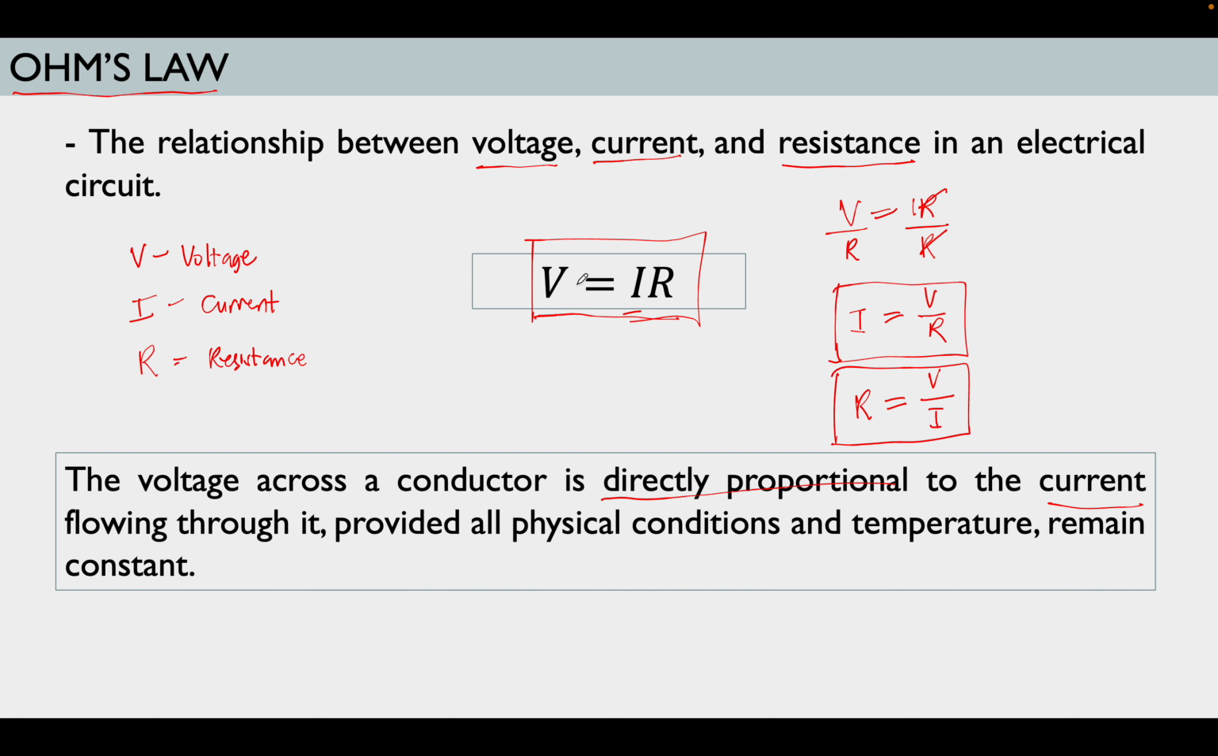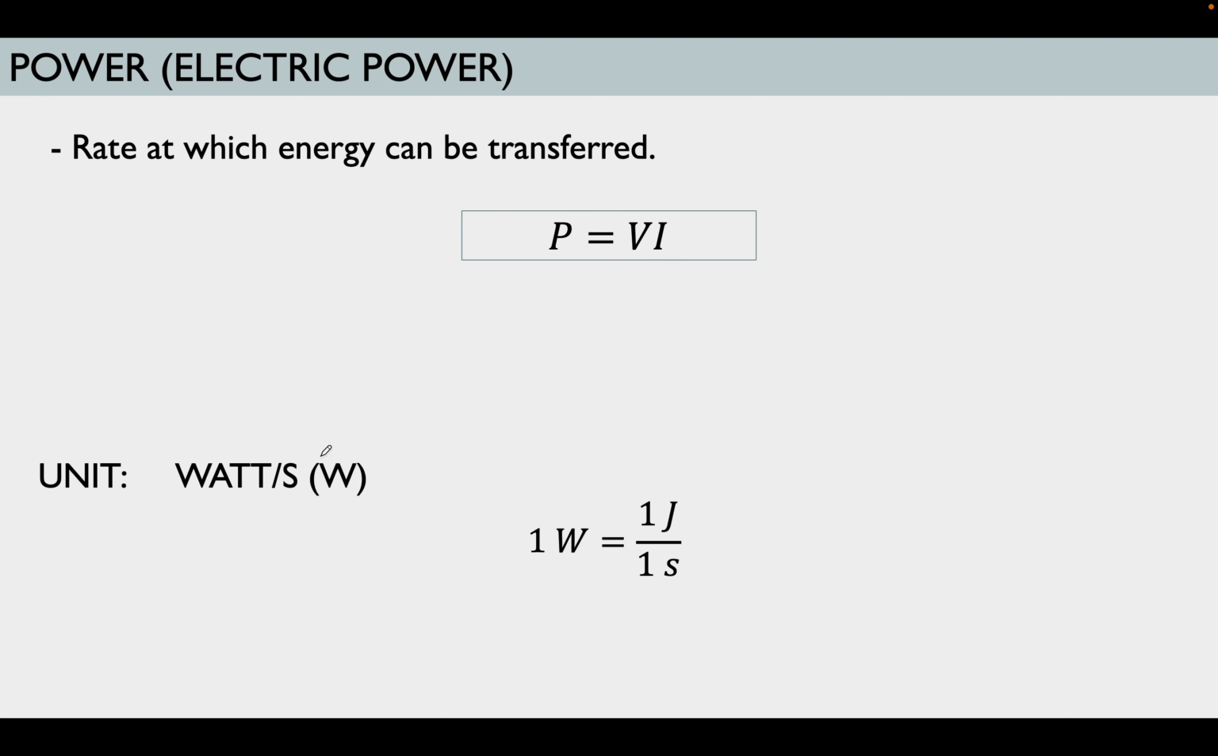Okay, so now let's proceed with power, or electric power. Power, or electric power, is the rate at which energy can be transferred. Our equation for power is P, capital letter P, equal to the product of the voltage times the current. So when you're asked to solve for power, power is the product of voltage and current.